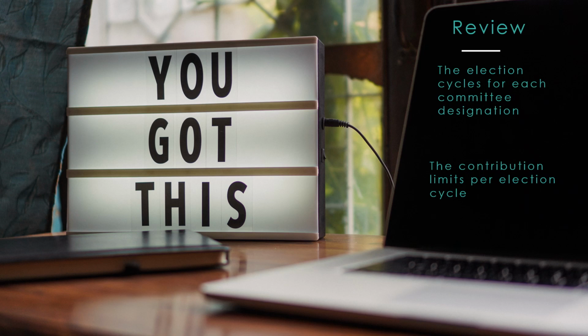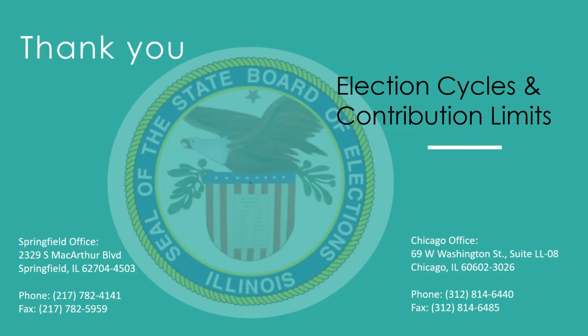To review, we have now covered the different election cycles and contribution limits for each committee designation, noting election cycles vary depending on the committee designation and, if a candidate committee, the office being sought. For more information, see our additional tutorials and publications or contact campaign disclosure staff in either the Springfield or Chicago offices. Thank you.